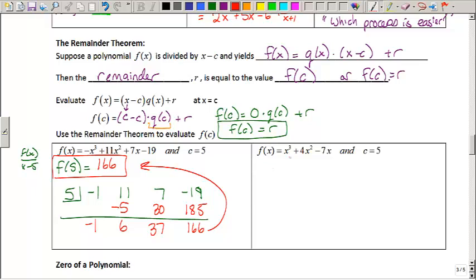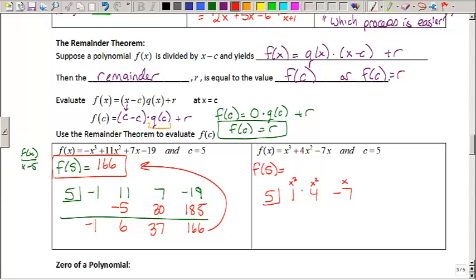Okay, I'm giving you a different polynomial this time, and I'm still asking you to find f of 5. So inside my bar, I have a 5, and I have all the coefficients of my polynomial. The first coefficient is 1, then a 4, and then a -7. Although we did miss one of the terms. My first term was an x cubed, my second term was an x squared, and my last term so far is an x. Which term am I missing?